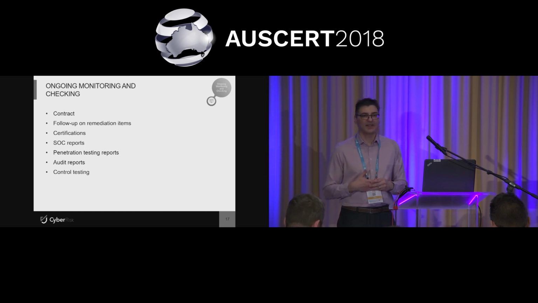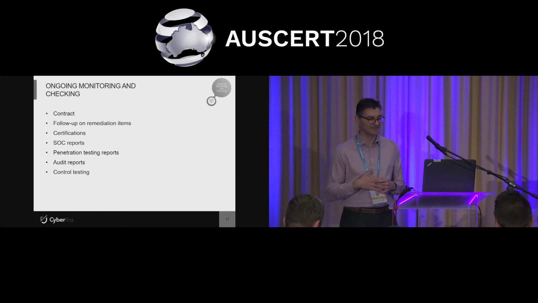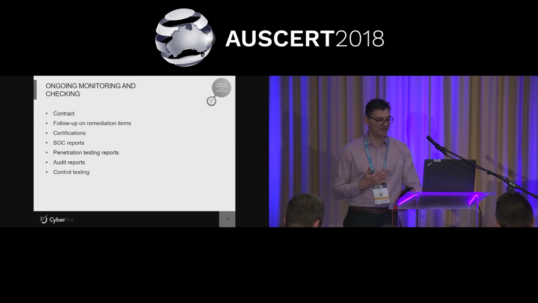Ongoing checking of certifications, ISO or SOC. When you're looking at SOC reports, make sure you get a Type 2 report. Type 2 reports include not only assessment of the design, but also testing of the effectiveness of the control, whereas a SOC 1 is just looking at design. Penetration testing reports, audit reports, and perhaps your own testing are all things that you need to be doing at regular stages.